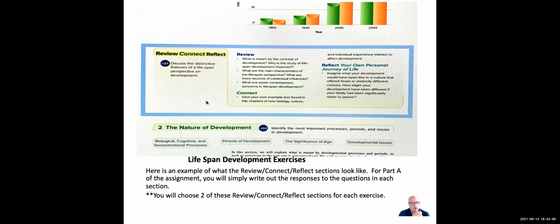So one thing I wanted you to be able to do is take these Review, Connect, Reflect sections from the book. Literally all you'll do is, in the review here, there are 3 questions, right? You'll answer them. You'll go to the connect part and answer whatever that is. Usually that's a connect-to-your-life kind of thing. And then there's a reflection piece, usually a question or a request to make a comment on something. You're going to do 2 of these for each assignment.